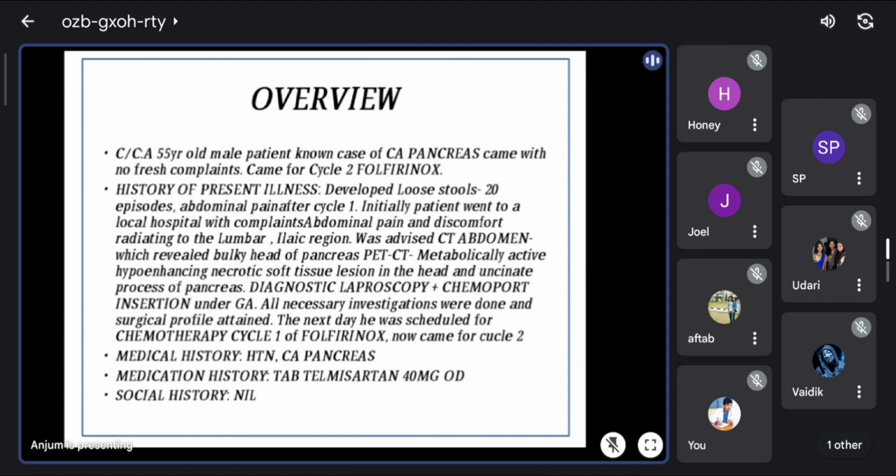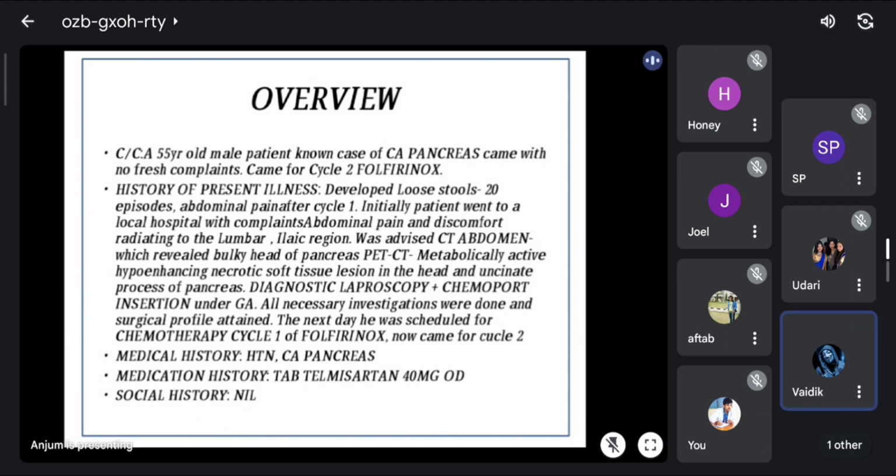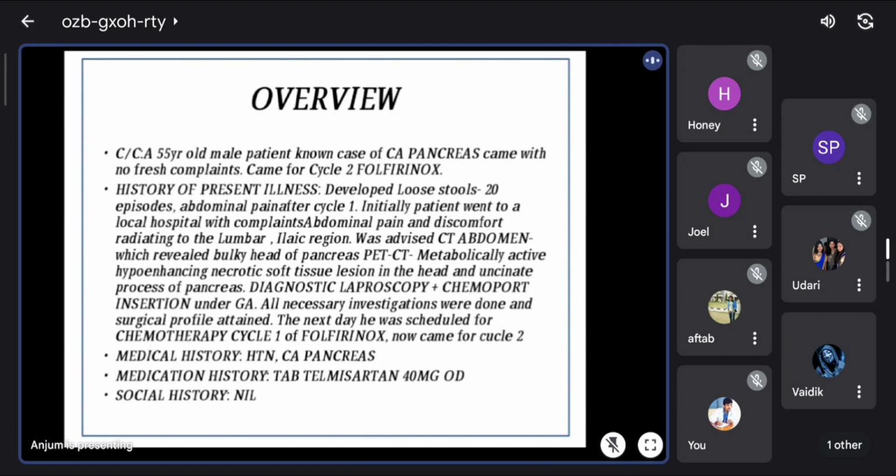How many accesses do we have for IV drugs? If we want to give some IV medication intravenously, then how many accesses do we have? One is peripheral and another is central. So we know only two. But do you know about PICC line? Peripherally inserted central catheter. It will be PICC line.